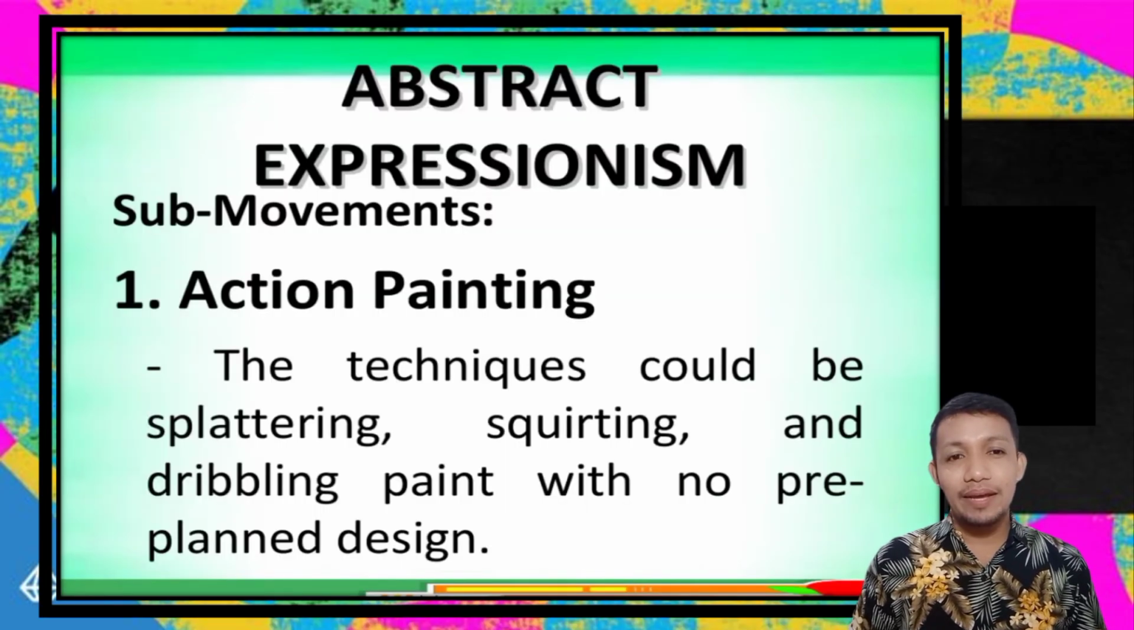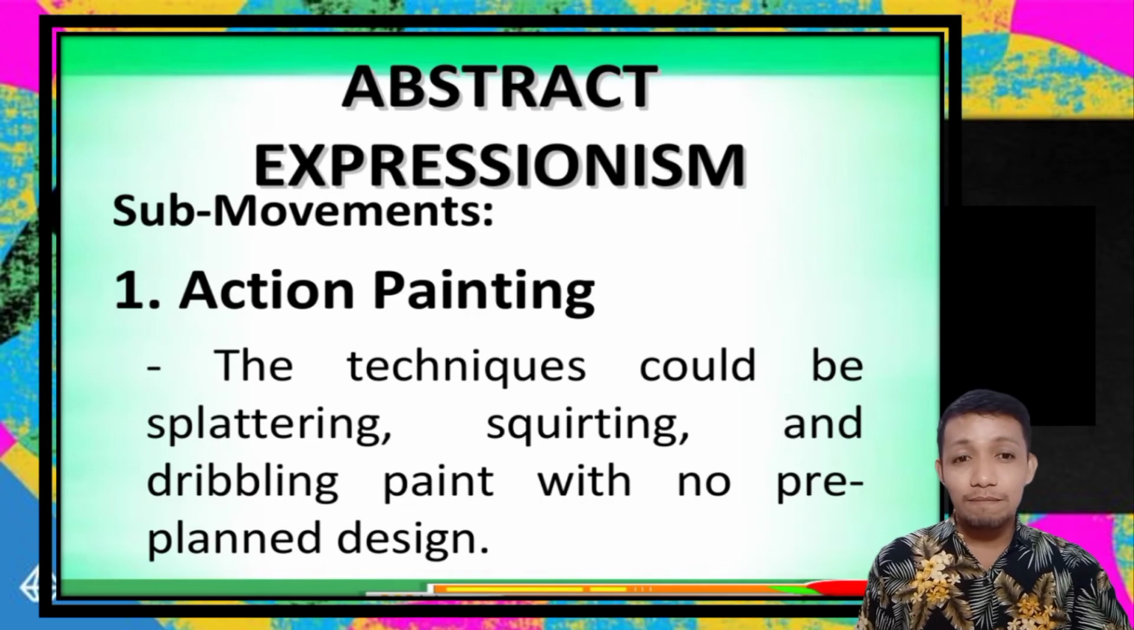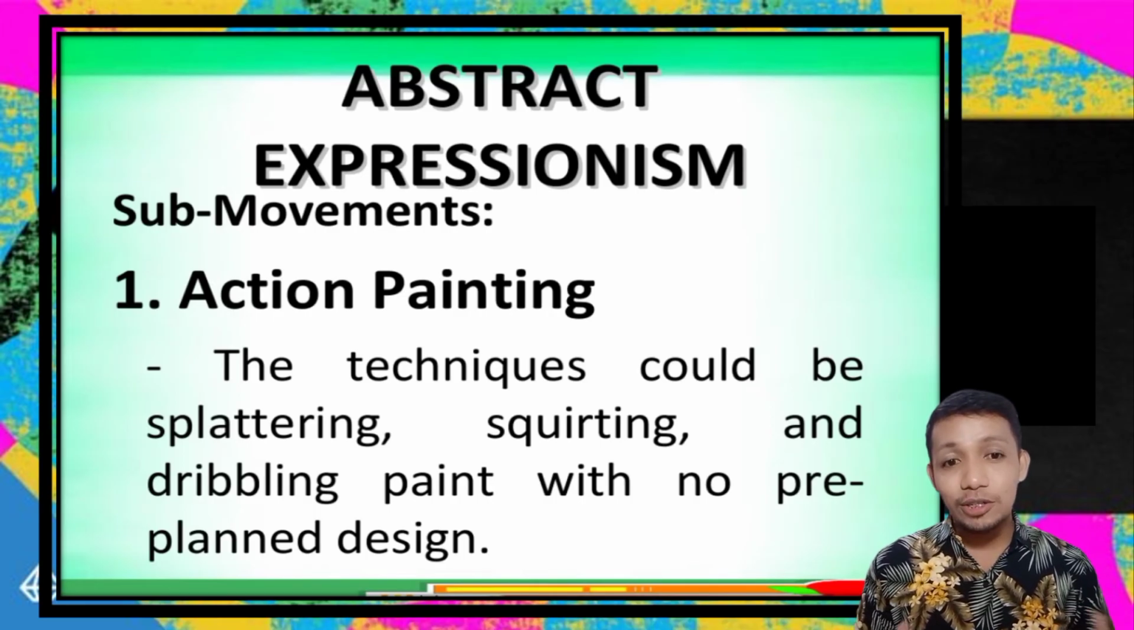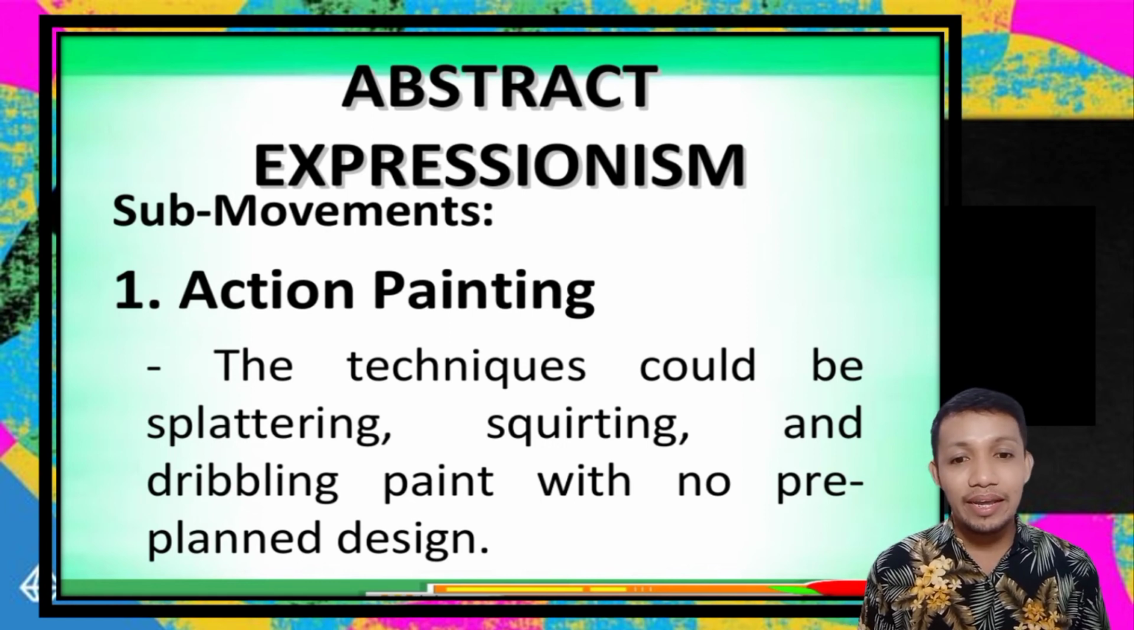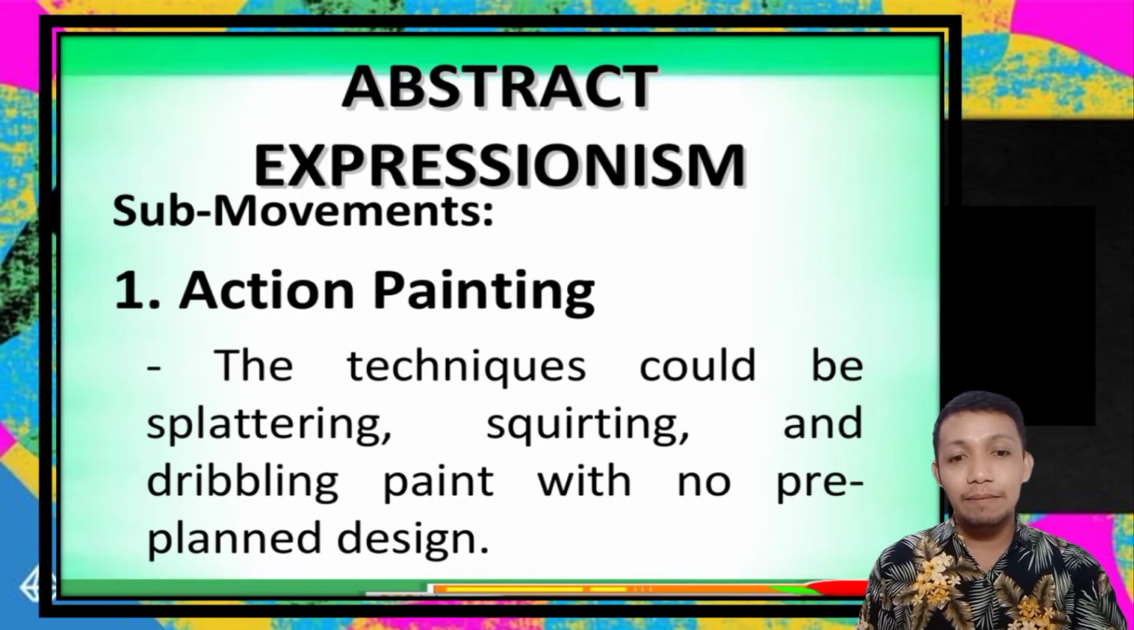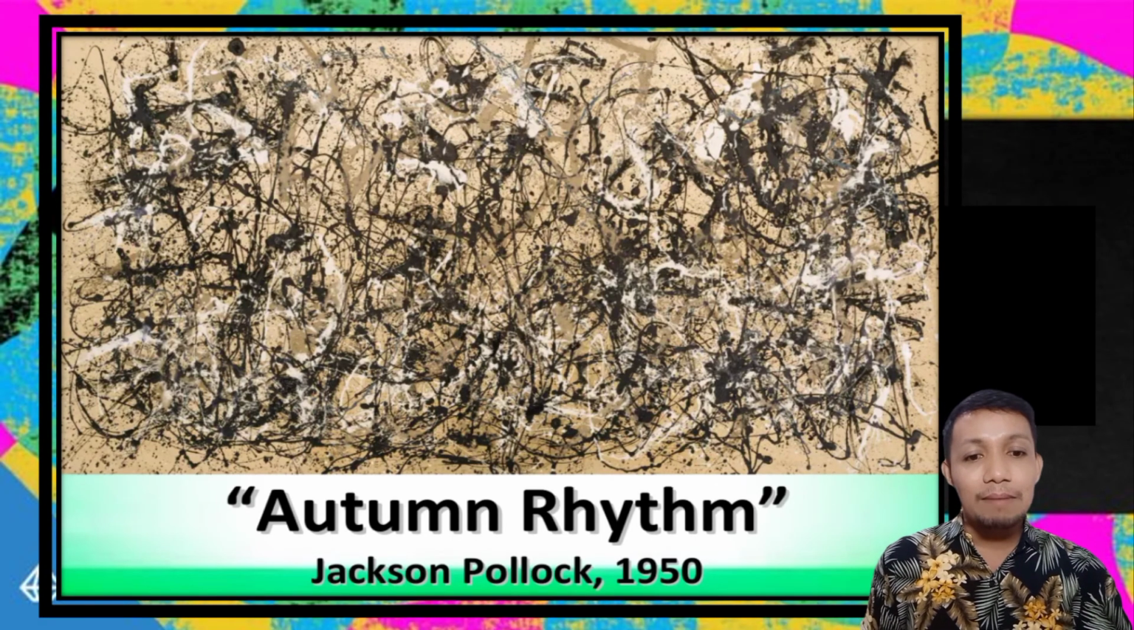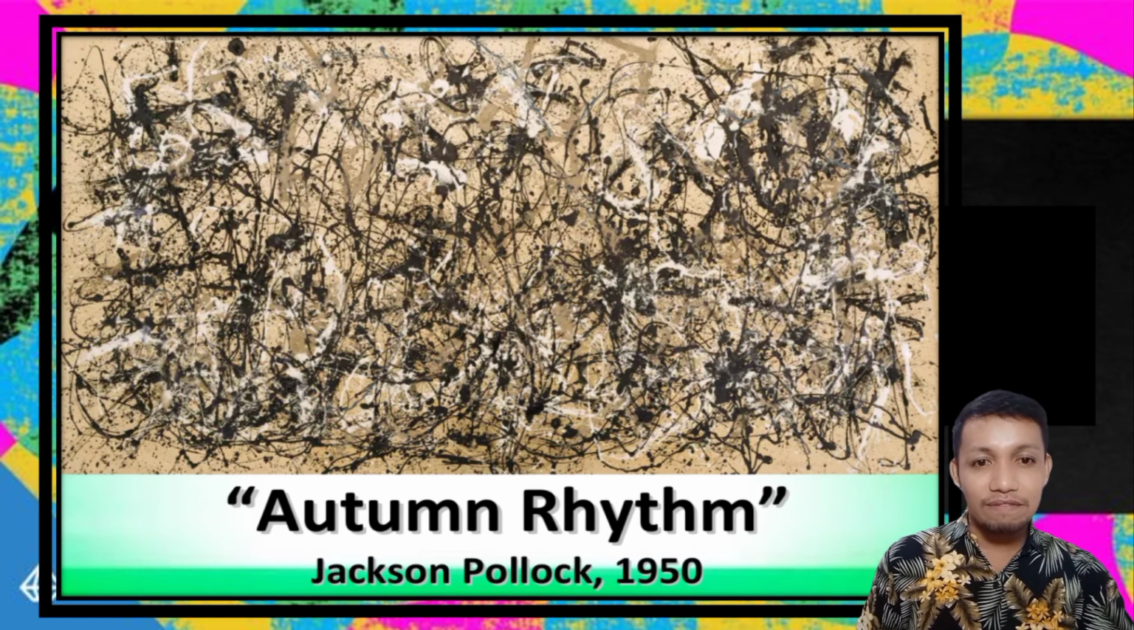The fourth movement of modern art is abstract expressionism. There are sub-movements of abstract expressionism. These are action painting and color-filled painting. In action painting, the techniques could be splattering, squirting, and dribbling paint with no pre-planned design. An example of this is The Autumn Rhythm by Jackson Pollock and was painted in the year 1950.